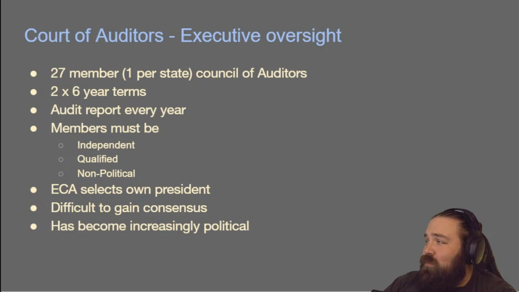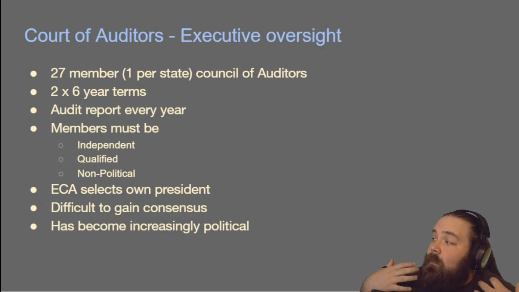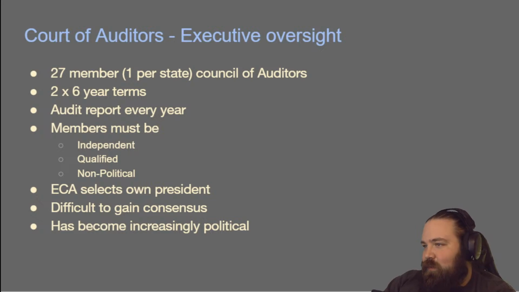So in order to be a member of this auditors council, you have to be independent, you have to be qualified, and you have to be explicitly non-political. Right, it's pretty stringent to become a member of the ECA, right? The European Court of Auditors. And accordingly, right, they kind of do their own internal governance. They select their own president. They govern themselves because they're meant to be independent and oversee the rest of the European Union's government. Now, things get weird.